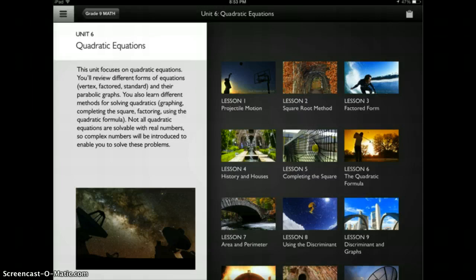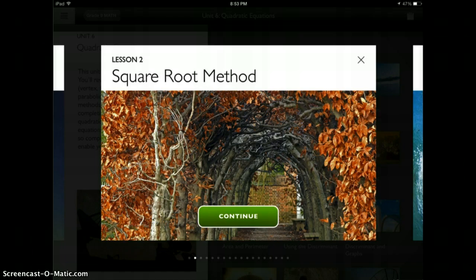Once you open up your iPad app, go to the math units, and again, grade 9, and we're going to go to lesson 2. So we're going to be working on this lesson. When you click on it, it should look something like this. Square root method is kind of like solving equations, just like your ThatQuiz. Again, you should be doing this after you complete your ThatQuiz assignment.